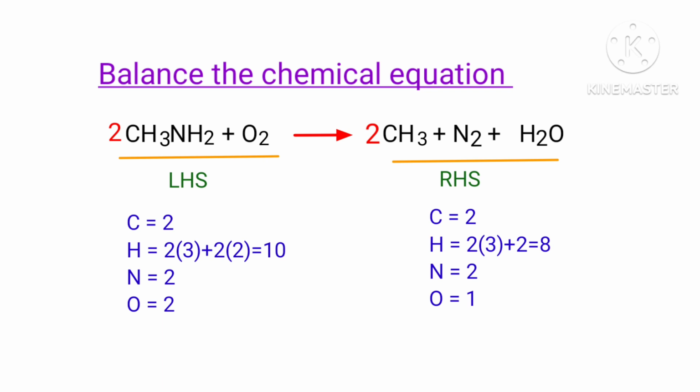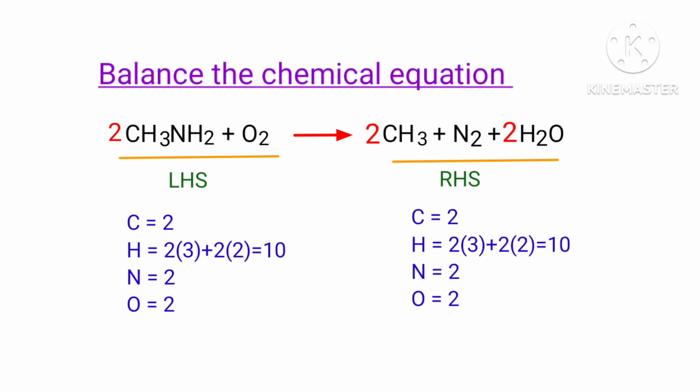Now we need to balance the oxygen atoms. To do this, we need to put a coefficient of 2 in front of H2O. The equation is now balanced. There are 2 carbon atoms, 10 hydrogen atoms, 2 nitrogen atoms, and 2 oxygen atoms on both sides.